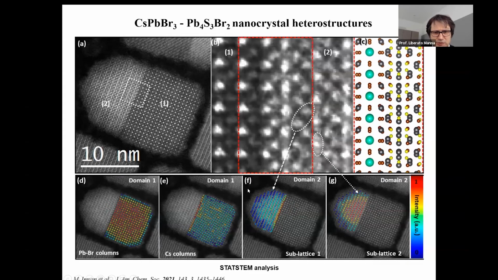In the panels from D to G, what we're doing here is labeling different atomic columns in the samples. In each panel, we are labeling a given type of atomic column. So in panel D, for example, we're identifying the lead bromide columns. In panel E, the cesium columns, and so on and so forth.